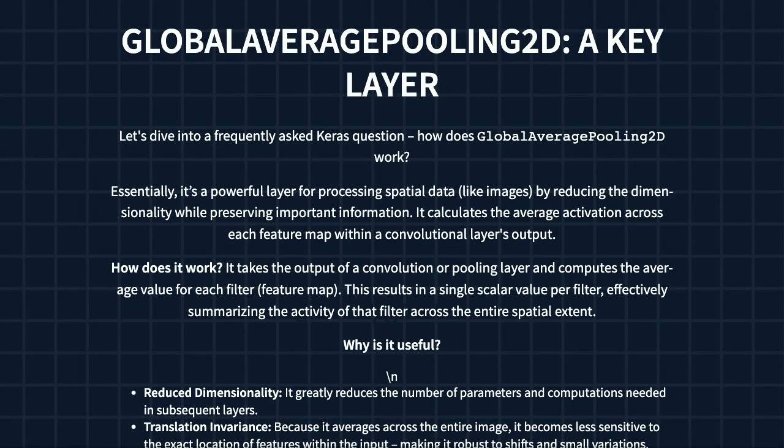Okay, so let's talk about GlobalAveragePooling2D. It's a really important layer to understand when you're working with Keras and image data. Think of it as a way to condense information from your convolutional layers. It takes the output of those layers and calculates an average activation for each feature map. Essentially, it gives you one number per filter that represents how active that filter was across the entire image. This dramatically reduces the size of your model and makes it more robust to small changes in where features are located within the input, which is really handy when you're building a classifier.